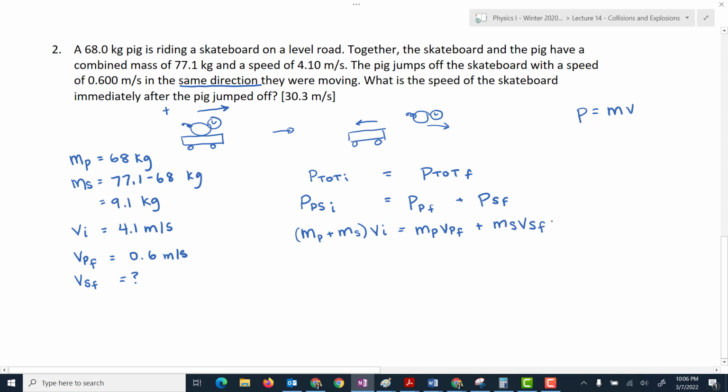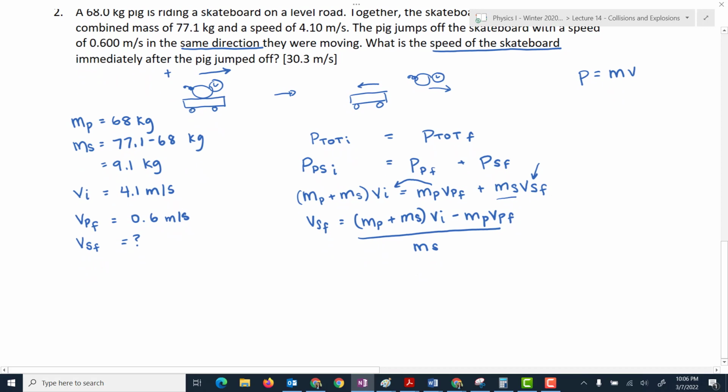Okay, so what are we looking for? We want the speed of the skateboard after the pig jumps off. So that's this value right here, Vs final. So I can rearrange my equation to solve for it. So I have Vs final is equal to MP plus MS times V initial, and now I'm going to move this to the other side, minus MP VP final over all of this, which is mass of the skateboard. Okay, so I rearranged my equation, and now I'm ready to plug in all my numbers.